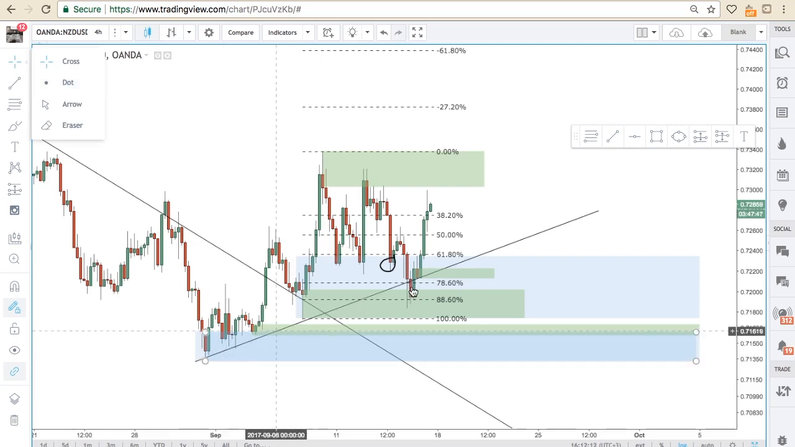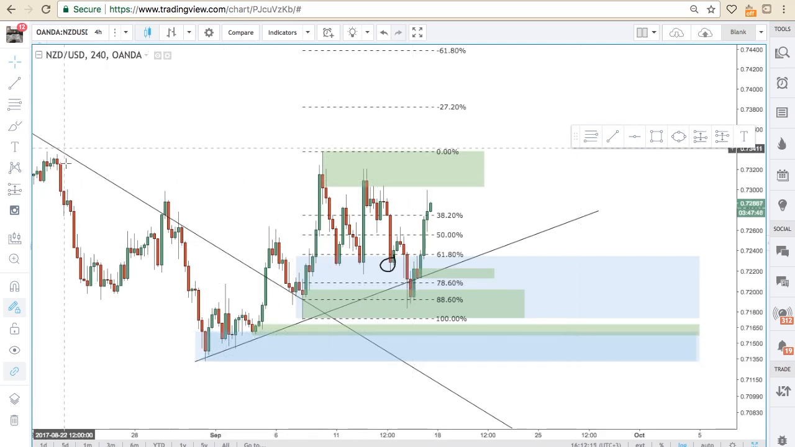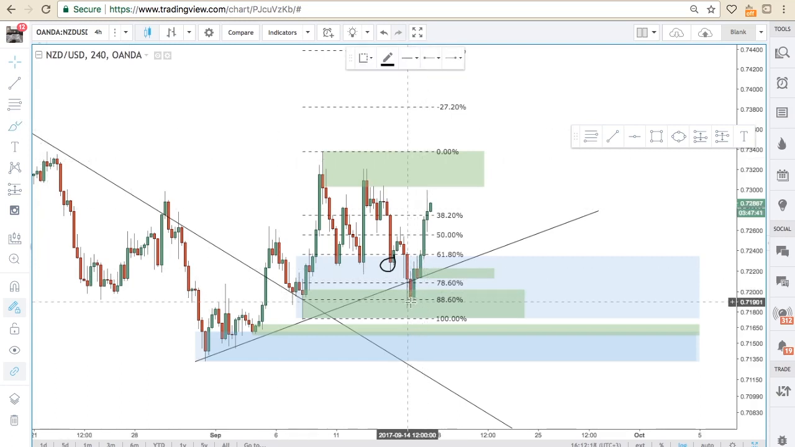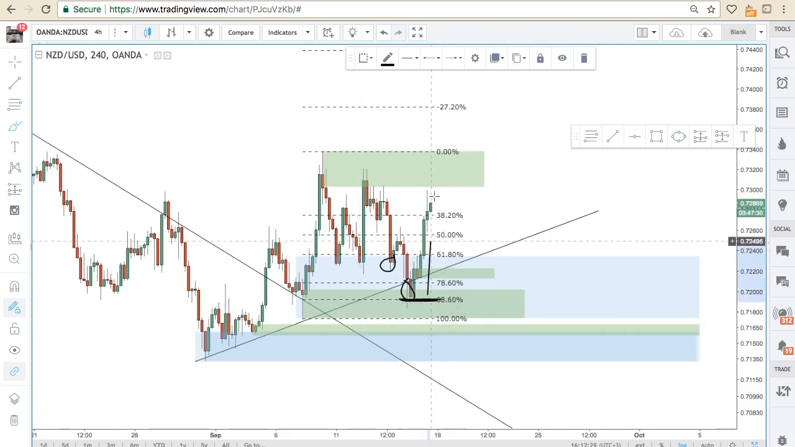Plus, with this trend line here, I'm sure there's a lot of people who saw price break this trend line and close, and boom, a bunch of orders all right here, short, and they all got faked out, and boom, stops hit.